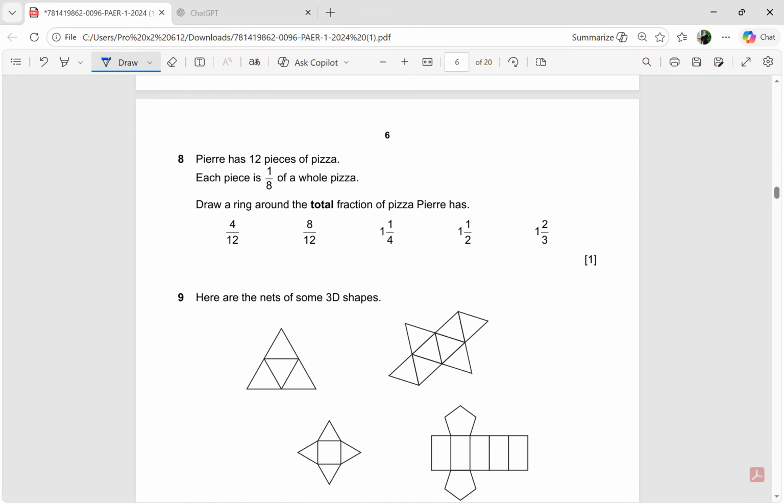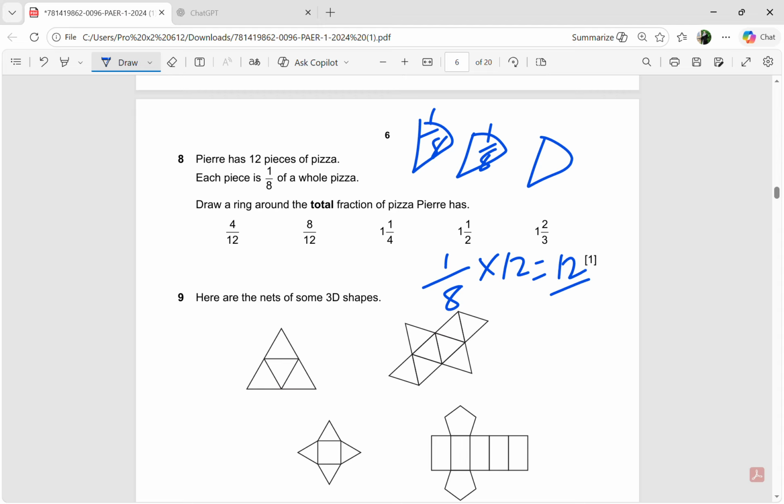Pierre has 12 pieces of pizza, and each piece is the same, one piece is 1 over 8 of the whole. What is the total fraction of pizza Pierre has? If one piece of pizza is 1 over 8, then 12 of them will be 1 over 8 times 12. So the answer becomes 12 over 8.